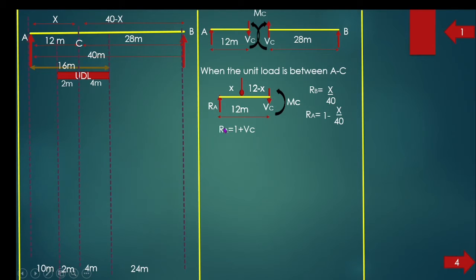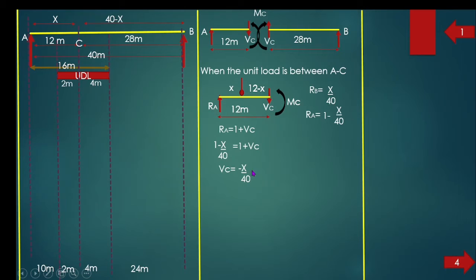If we substitute, because from this concept we have known that reaction A equals 1 minus x over 40, we can substitute this expression on the left-hand side of this equation. If we do so, we get 1 minus x all over 40 equal to x plus force at C. If we simplify this expression, we will be able to get the force at C. When we simplify, we get negative x all over 40.